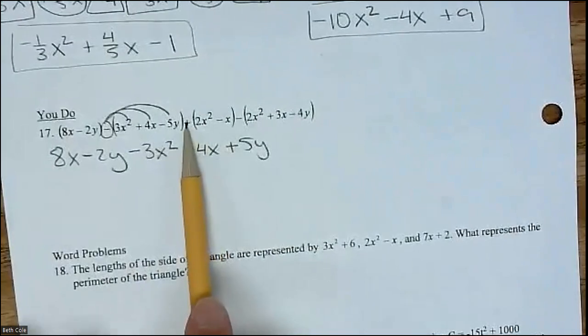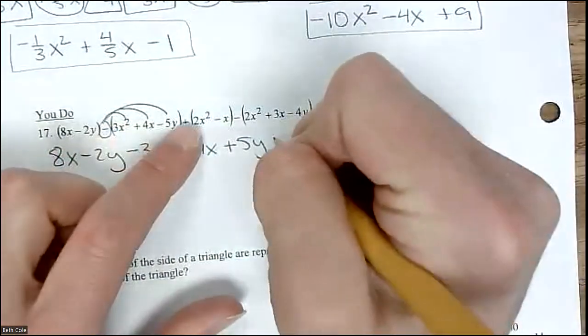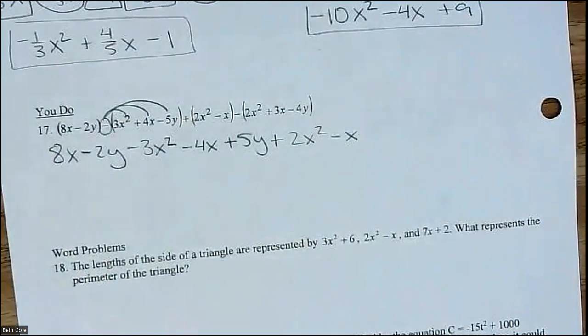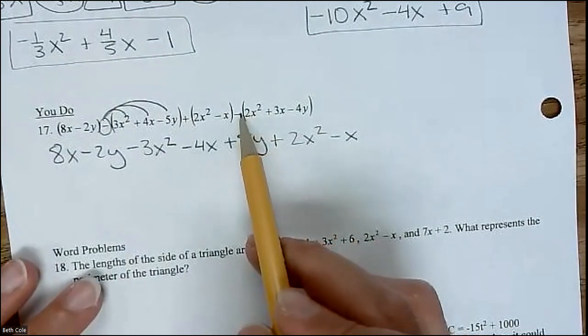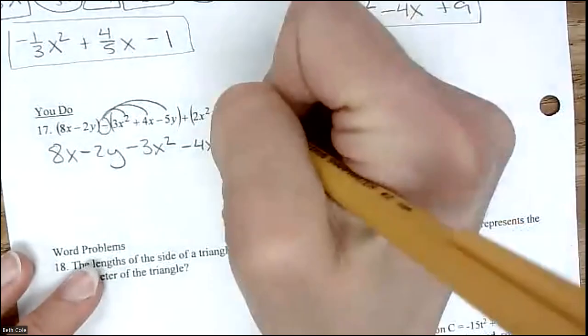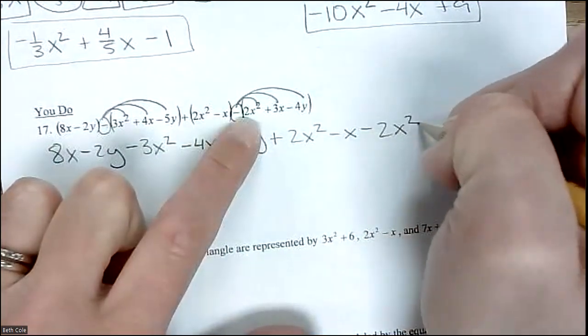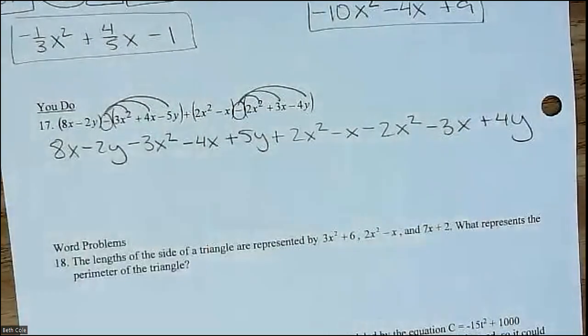Do you see how the next part's a plus? Is any of this going to change? No. If it's adding, just write it down. +2x squared minus x. It's not going to be opposite. You're just adding it all together. And then what do you notice for the last part? It's going to switch everything. Good. That minus is going to get distributed. You'll have -2x squared minus 3x plus 4y.